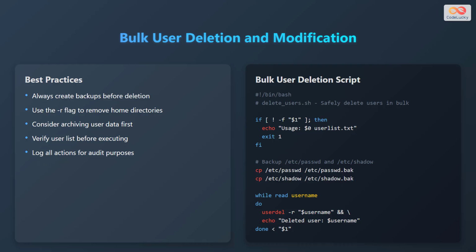The slide also showcases a sample bash script named delete_users.sh, which safely deletes users in bulk. First, the script checks if the user list file exists. If it does not exist, it prints a usage message and exits. Then the script backs up the /etc/passwd and /etc/shadow files. Finally, it iterates through each username in the user list and deletes the user using the userdel -r command.